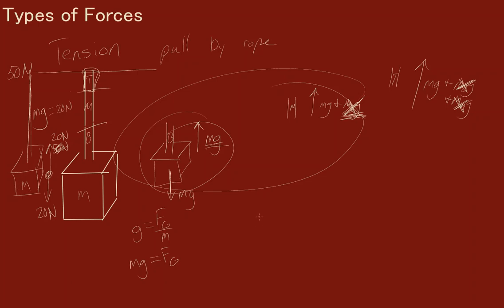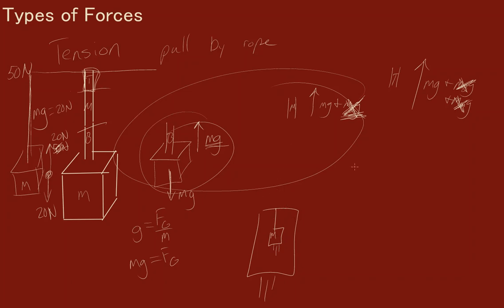Now, if we were in an elevator and the rope was suspending the mass and the elevator was accelerating, then that rope would need to accelerate the mass. So it would have to pull harder in that instance. So we have to be kind of careful.